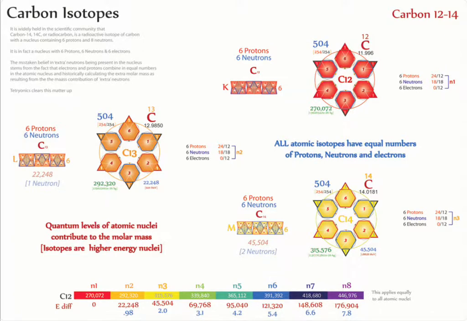Expanding on this, we can obviously show in greater detail the carbon isotopes of carbon 12 to 14 specifically, where we start with carbon 12, 6 neutrons and 6 protons and 6 electrons, which has a molar mass of 11.996 grams. We then raise the mass energy content of the charged fascia to the second quantum level, and we find that we have carbon 13 with a molar mass of 12.985 grams per mole.